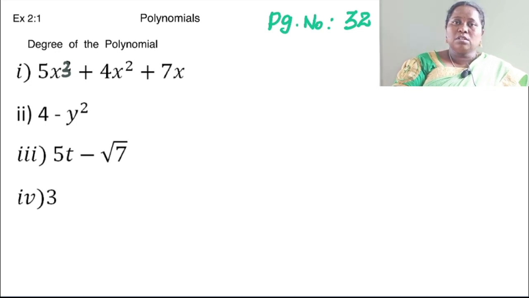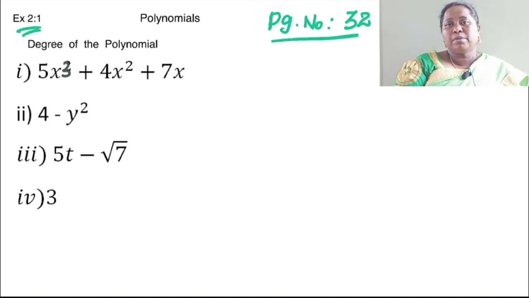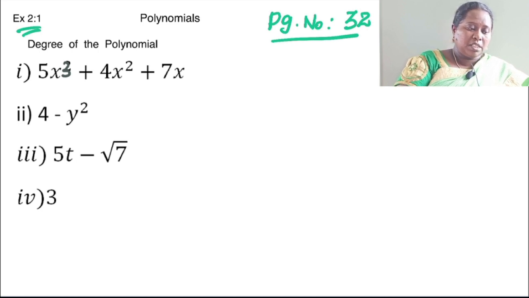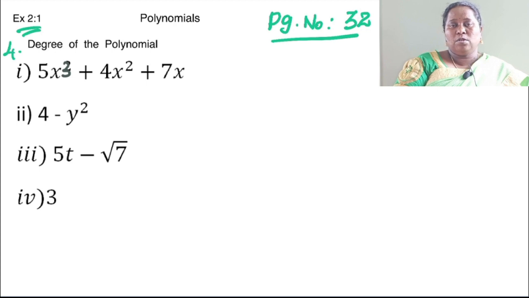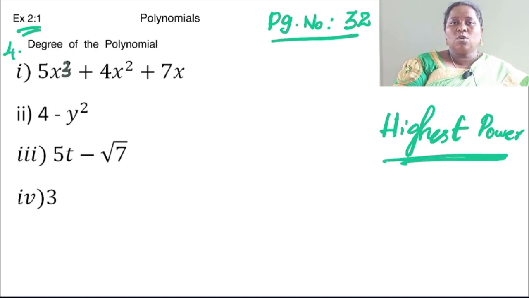Say, for example, in Exercise 2.1, page number 32 in the book, let me see the fourth sum, the degree of the polynomial. What is the degree of the polynomial? The highest power of the polynomial is called the degree of the polynomial. Let me check what the degrees of the polynomials are.